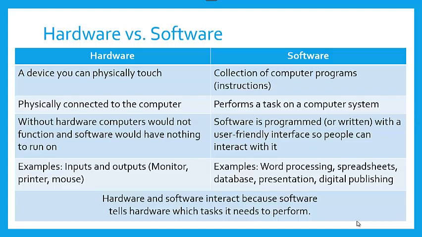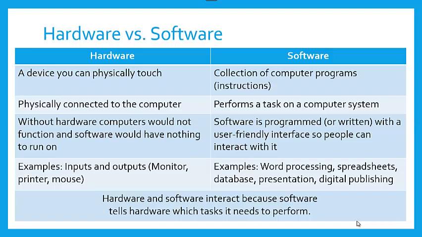Also, without hardware, computers would not function and software would have nothing to run on. So all of the computer hardware is needed in order to run the software. Some examples of computer hardware include inputs and outputs like your monitor, printer, and mouse.